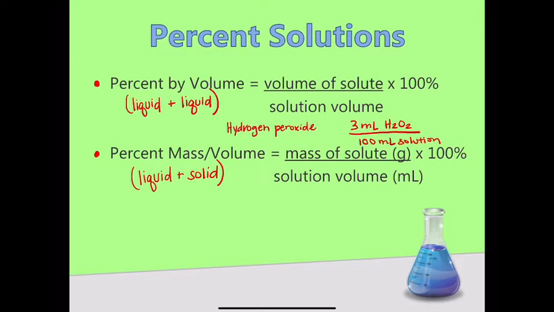Okay, so if you're making that, basically what you're going to do is take 3 milliliters of hydrogen peroxide and 97 milliliters of water, and that makes a 3% hydrogen peroxide solution. Okay, that's how you would do that.